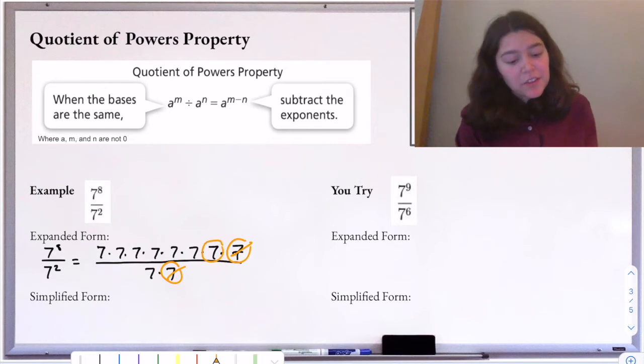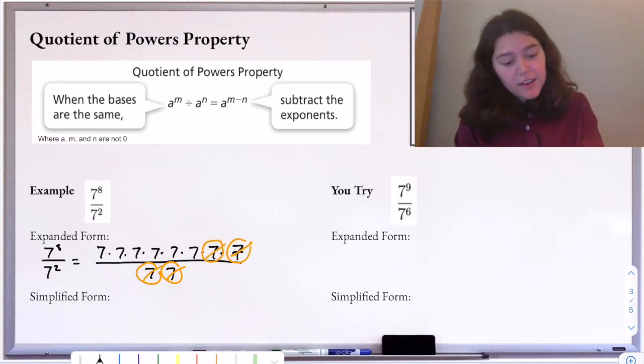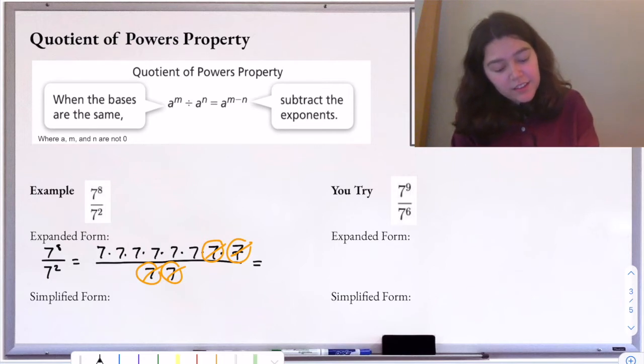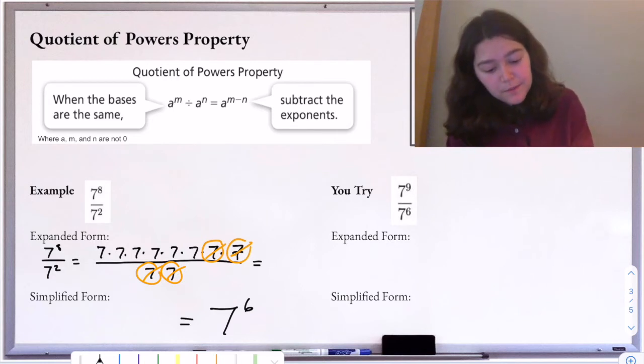I have a 7 in the numerator, a 7 in the denominator. 7 divided by 7 is 1, so that cancels away. And I'm left with 6 sevens. Thus, I'm going to get 7 to the power of 6 as my simplified form.